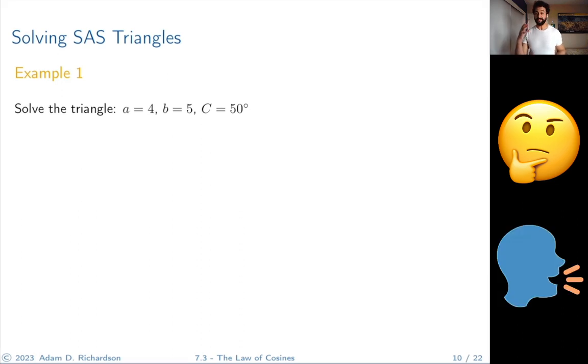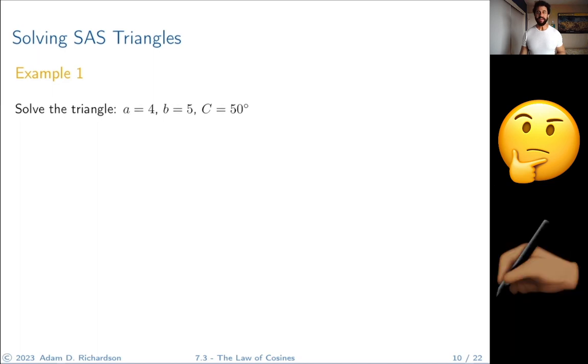Okay, now say something out loud. What would you do to start? You probably got a pretty good idea. Now try to work it out on your own. See if you can solve for the other missing information, the last side length and the two angles, and we'll do it together in just a moment.